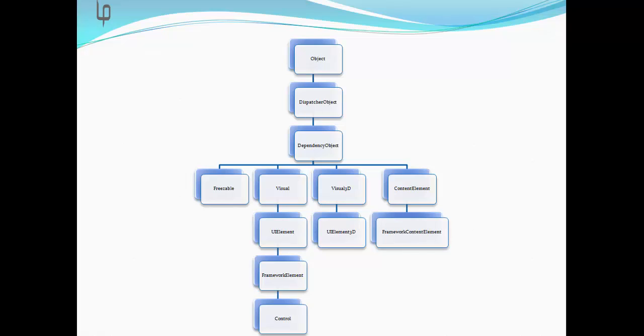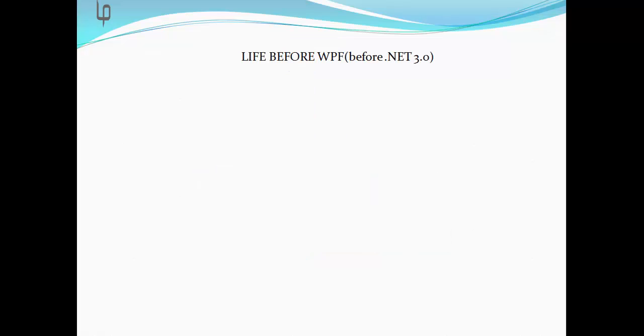When I prepared this slide and learned about these core classes, it made my life a lot easier going forward to learn about WPF. Before we get into each of these classes, let's go back and see how life was before WPF, that is, prior to the .NET 3.0 framework, where WPF was introduced.